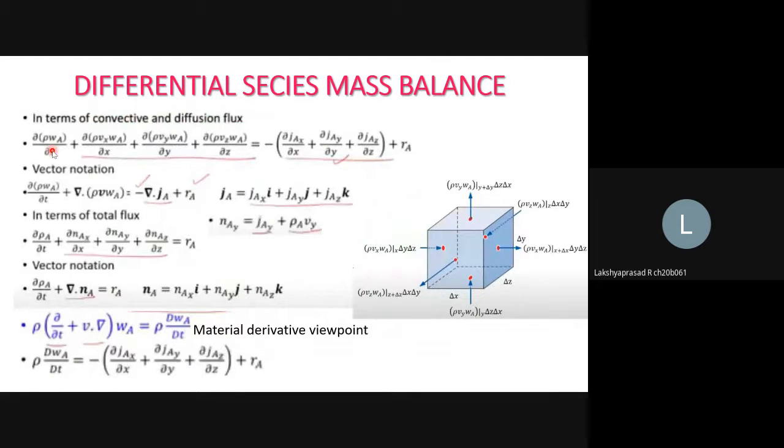So this is what the first equation is, again the same differential species mass balance equation which we had seen earlier, written in terms of the convective and the diffusion fluxes. This is for convective and this is for diffusion terms. The same thing can be represented in vector notation as dou by dou t of rho WA, which will remain the same, plus del dot, divergence of rho V bar WA. This should also make sense from our previous balance equation discussion. And then this term would be the divergence of the diffusion flux vector, plus RA, which remains the same.